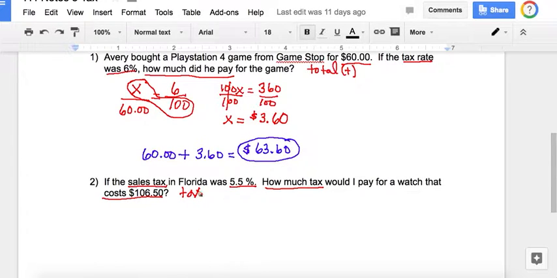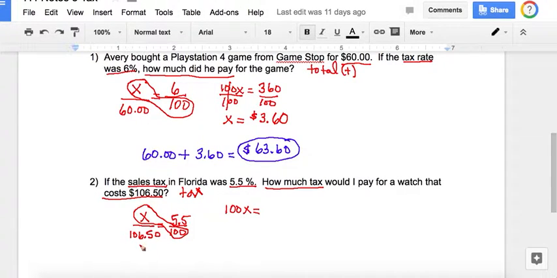So the only thing I have to do here is solve a proportion, and I will have my answer. So let's set it up. What's percent out of 100? So put 5.5 over 100 equals... now we're looking for the tax, so we're looking for the part, and that means the cost is the whole. So $106.50 is my whole. Now, we're going to use the cross product, so 100 times x is 100x.